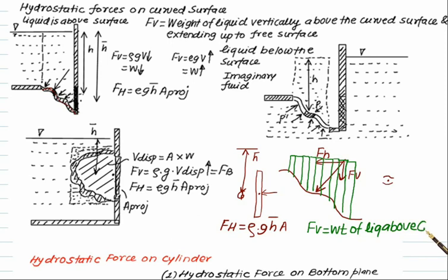So we know FH, we know FV. Finally, to find the resultant force, we simply apply the Pythagoras theorem. That is the square root of FH squared plus FV squared. Now this is the situation when we have a two-dimensional figure, that is, a plane figure.